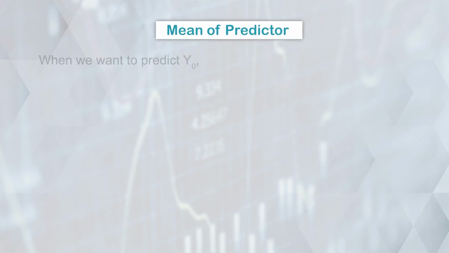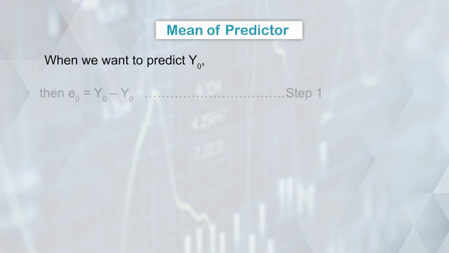Now we go for the derivation of the mean of the predictor, that is y0. So when we want to predict y0, first of all we need to look at the expression of error, which is e0. So we observe e0 is equal to y0 minus y0 hat, that is the step 1. So in the step 1 we observe that error is the difference between the actual value of y0 minus the predicted value of the y0.